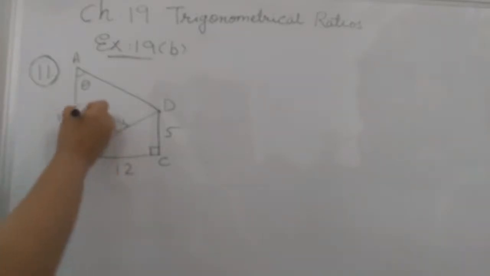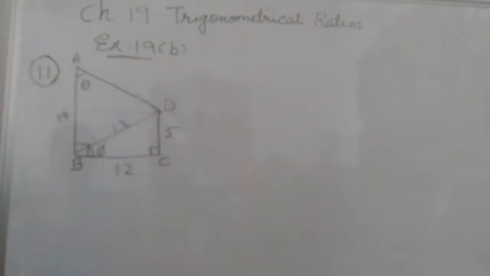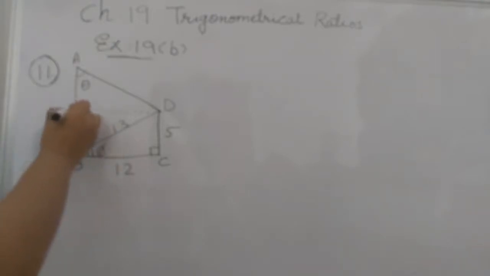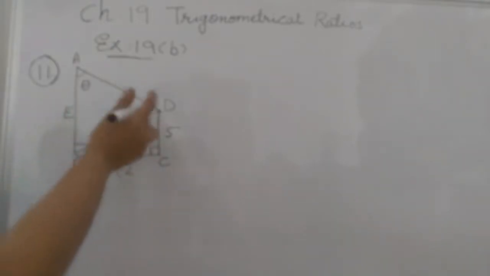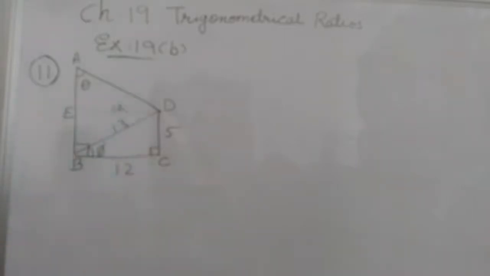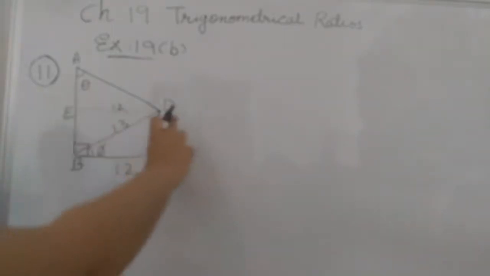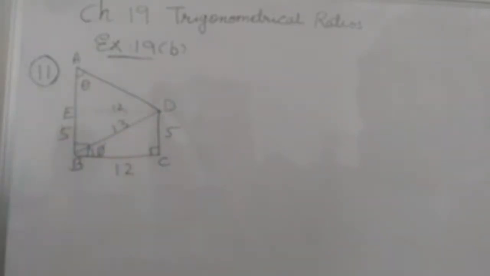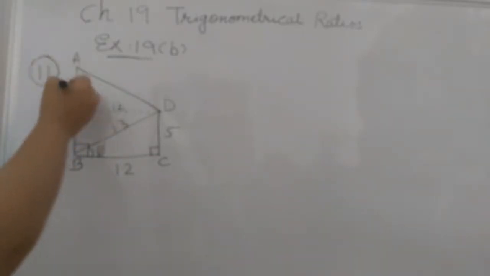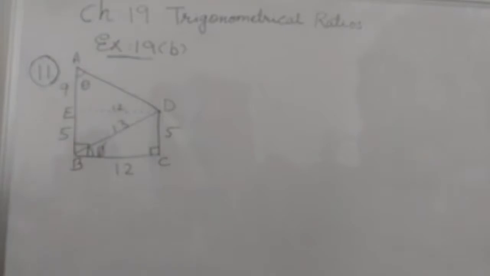Also I can join this horizontal line here, and I would like to label the point E. So BC and ED are the same, so I write here 12. EB and CD are the same, so here will be 5. But this whole side is 14, so AE will be 9. So likewise we can rearrange the values here.